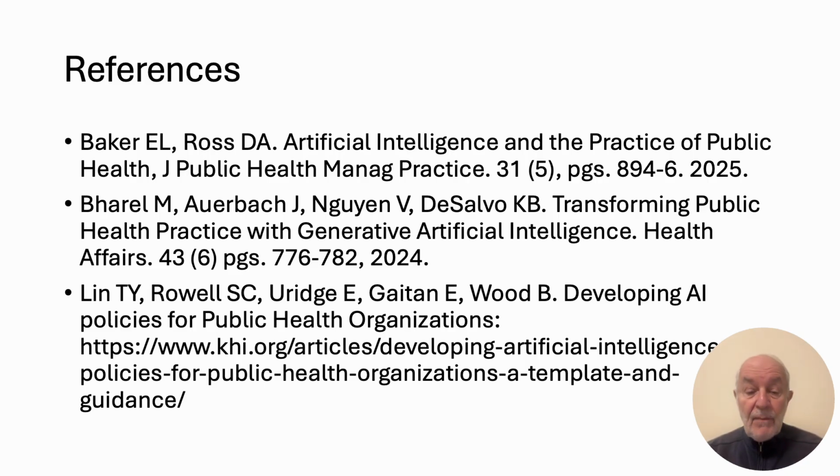So if you wish to learn more about this, here are some references. I mentioned at the outset the first article by Dave Ross and myself that appears in the Journal of Public Health Management and Practice. You can access this in the online JPHMP Direct site under the Leadership Library that appears there on the opening page. The article by Burrell and colleagues was excellent. This appeared in Health Affairs a while ago. And finally, there's some excellent work coming out of the Kansas Health Institute, which is listed there on this slide. They've done some fantastic work on developing AI policies for public health organizations.